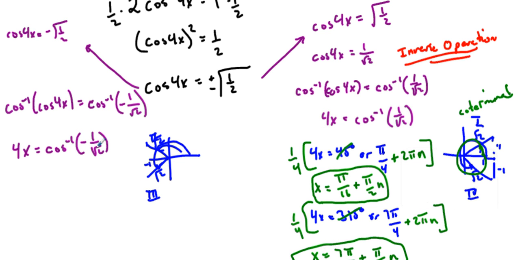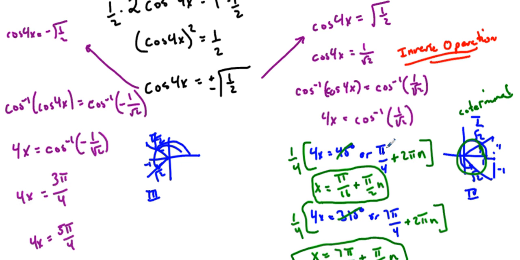So what we have then is going to be in the second quadrant and the third quadrant. So what is that value going to be? It's going to be 3 pi over 4, or 135 degrees. So that's going to equal 4x. And then we have another one in here, which is going to be 5 pi over 4. It's going to equal 4x.